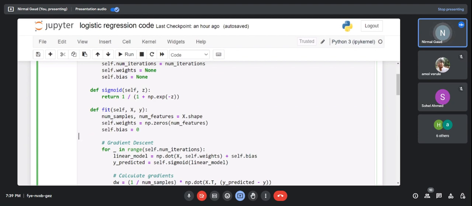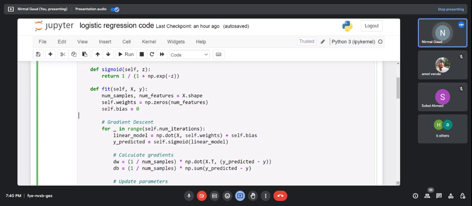Then I need to fit my data into my logistic regression. So how to fit this? There's again a fit method in which I'm going to put x and y. Number of samples and number of features is equal to x dot shape. How many samples are there? x dot shape gives rows and columns. Number of samples will be rows, number of features will be columns. I think this line is also clear.